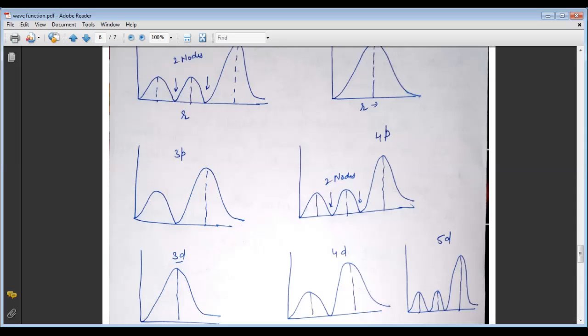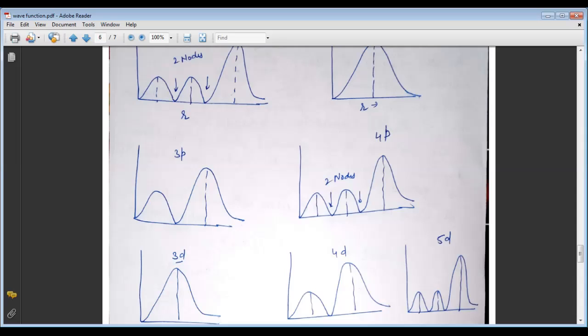In general, as with the 1s orbital, any np orbital has n minus 1 maxima and n minus 2 nodes. So these are the radial probability distribution curves for the s and the p orbitals.